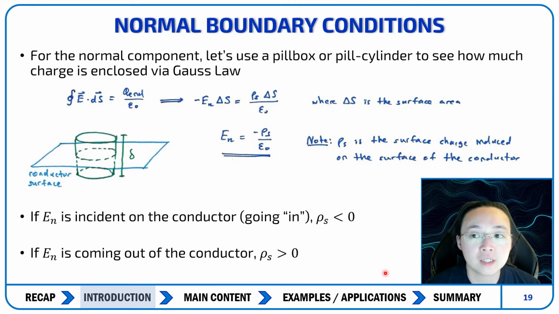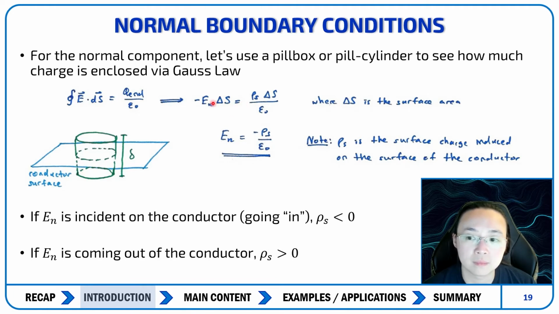Now we take a look at the boundary conditions for the normal component. We're going to use a pillbox and take a look at the surface that way and see how much charge is enclosed through Gauss's law. Over here, we have our pillbox in green, and we're going to be as close to the surface as possible, where we have a change in thickness called delta. We know Gauss's law says that the integral of E dotted with dS is q enclosed over epsilon naught. We know that the electric field is the normal component, and we know that the integral of dS is simply the surface area.